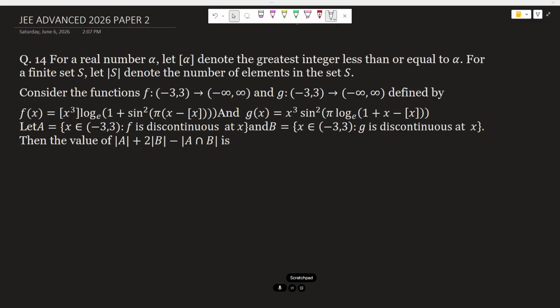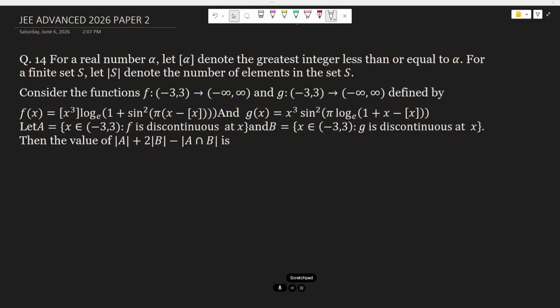Consider the function f from the open interval (-3, 3) to the open interval (-infinity, infinity), and g from the open interval (-3, 3) to the open interval (-infinity, infinity), defined by f of x is equal to floor of x cube multiplied by log of 1 plus sine square of pi of x minus floor x, and g of x is equal to x cube sine square of pi log of 1 plus x minus floor x.